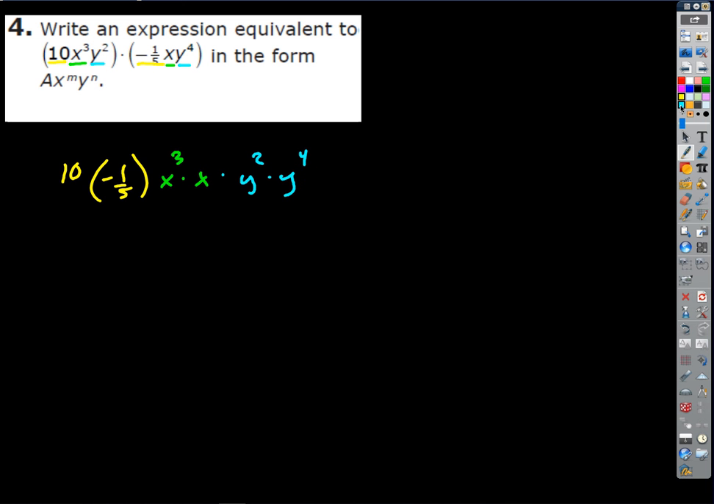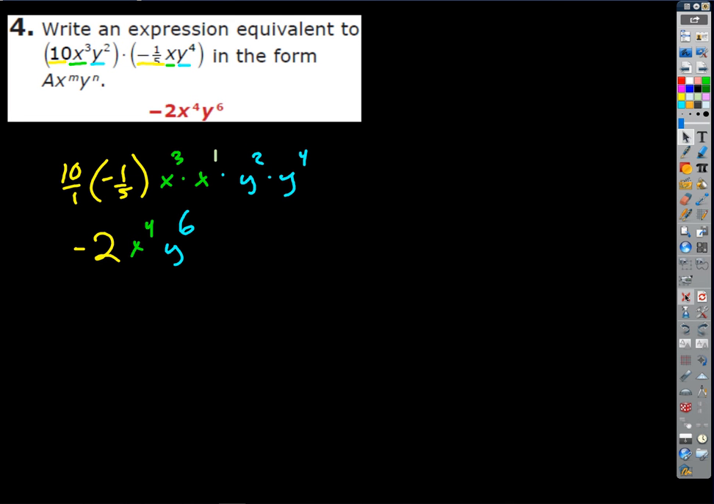So what's 10 times negative 1/5? Same as 10 over 1 times negative 1/5. I get negative 10 over 5, which is negative 2. What's x cubed times x? X to the 4th. That's the same as an x to the 1, isn't it? Right, so we got an invisible 1 there. And then y squared times y to the 4th? There you go. Right?